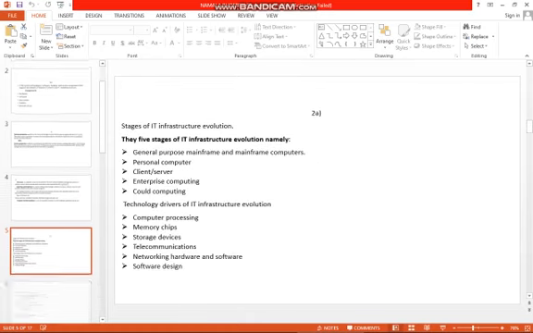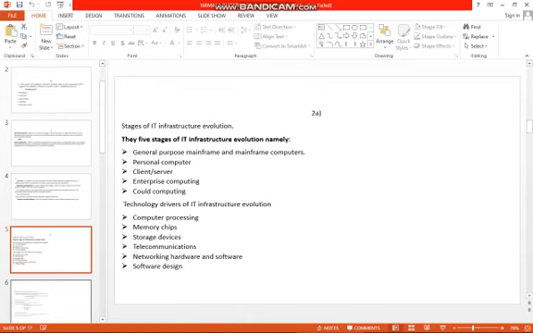Slide 5. Stages of IT infrastructure evolution. We have 5 stages: general, personal computer, client-server, enterprise computing, cloud computing. Technology drivers of IT infrastructure evolution: we have computer processors, memory chips, storage devices, communication technology, and many others.